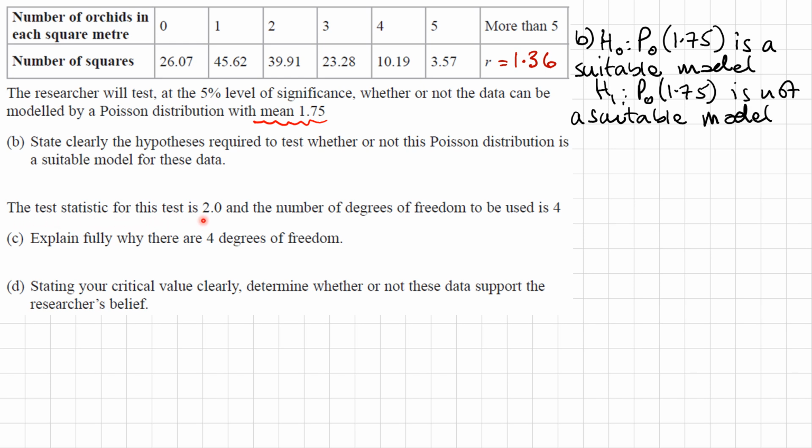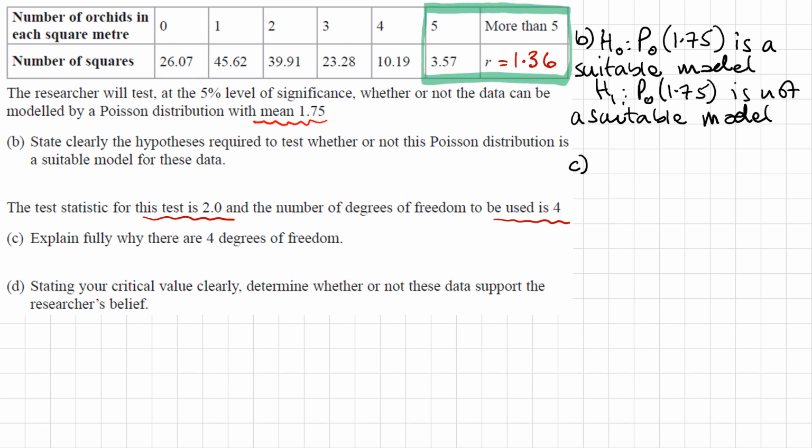The test statistic for this test is 2.0, and the number of degrees of freedom to be used is 4. Part C, explain why there are 4 degrees of freedom. Well, if we first look at this, we've got 1, 2, 3, 4, 5, 6, 7. So you might think, oh, 7 degrees of freedom. But whenever the expected frequencies are less than 5, we need to combine them so that they become more than 5. So at the moment, I've got this cell here. That expected frequency is less than 5. So we'll combine it with the cell next to it, that one.